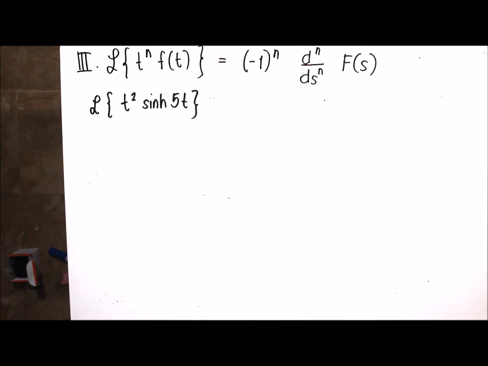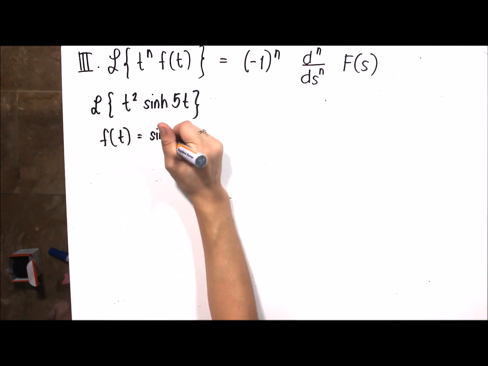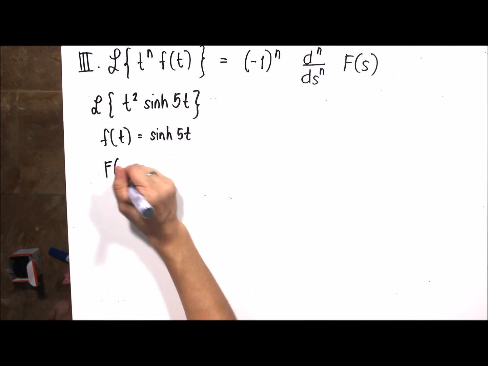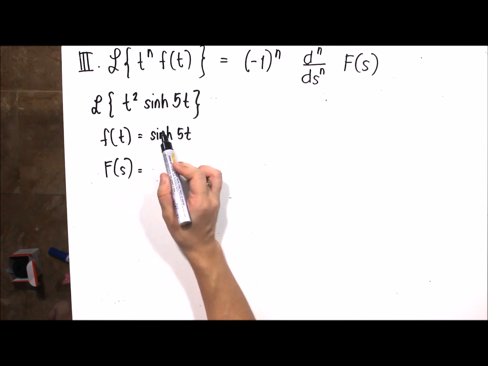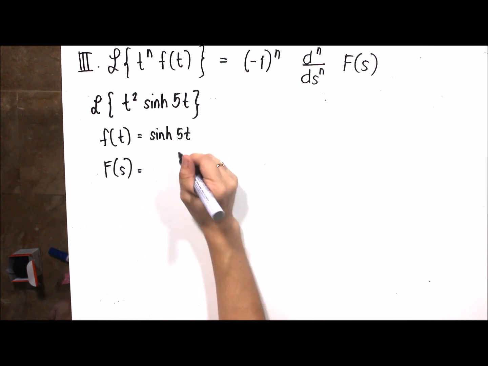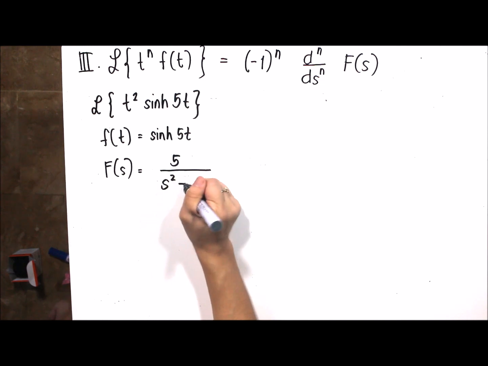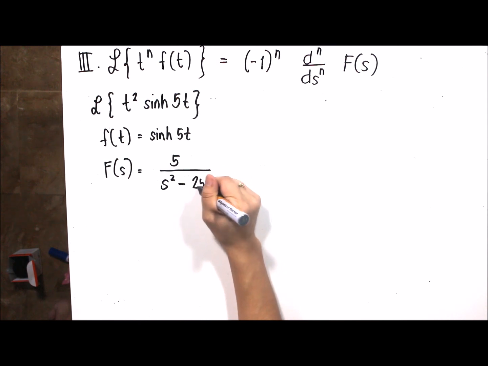Third example, for the Laplace transform of t raised to n f of t. So, in this case, we have t squared, again, with a different f of t, which is hyperbolic sine 5t. So, if f of t is equivalent to hyperbolic sine 5t, we are going to take the Laplace transform of f of t, and that is f of s. In the same manner, we will take the Laplace transform of hyperbolic sine 5t, and that is k. So, ang k natin dito ay 5. So, k over s squared minus, because hyperbolic sine, k squared. So, 5 squared, that is 25.